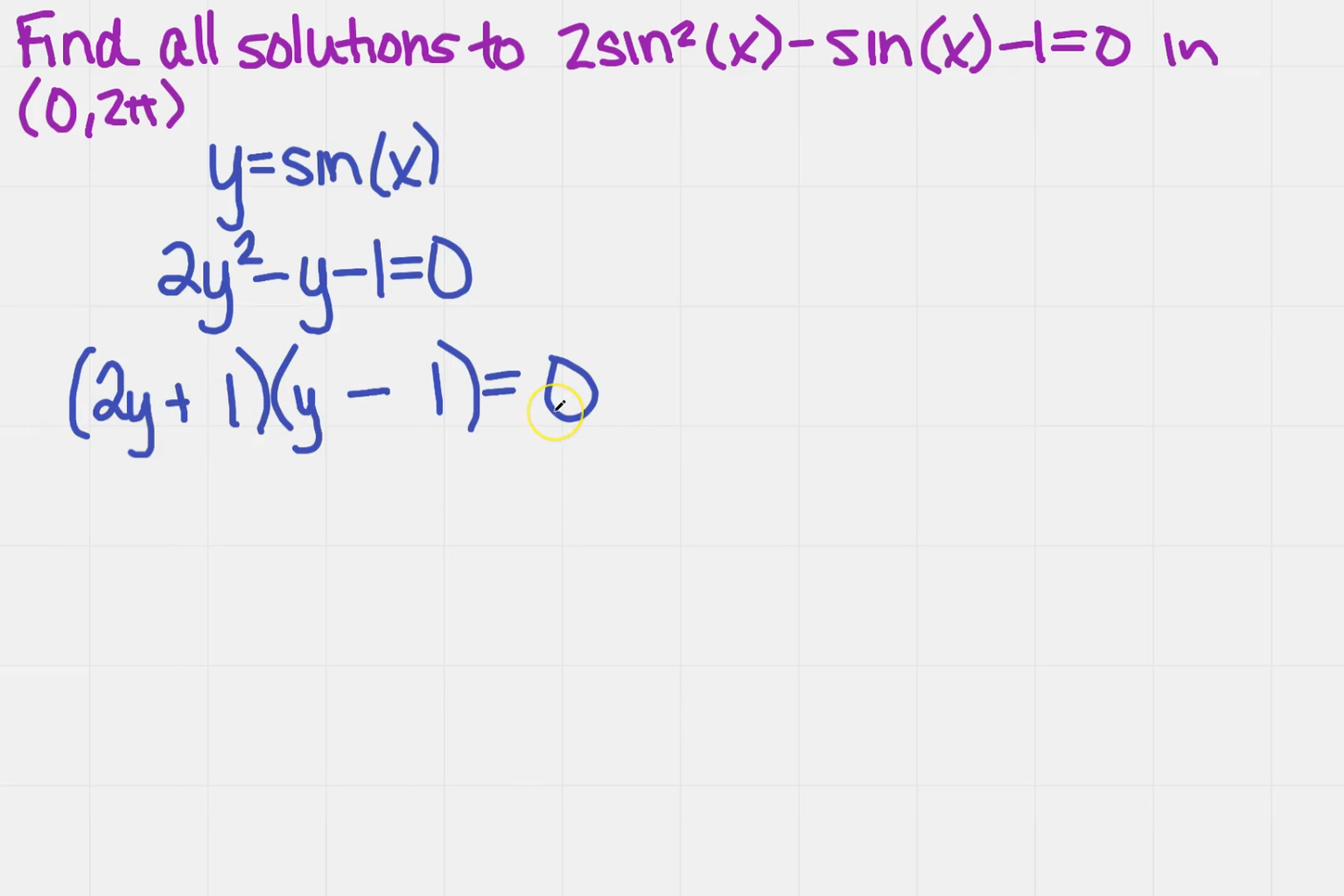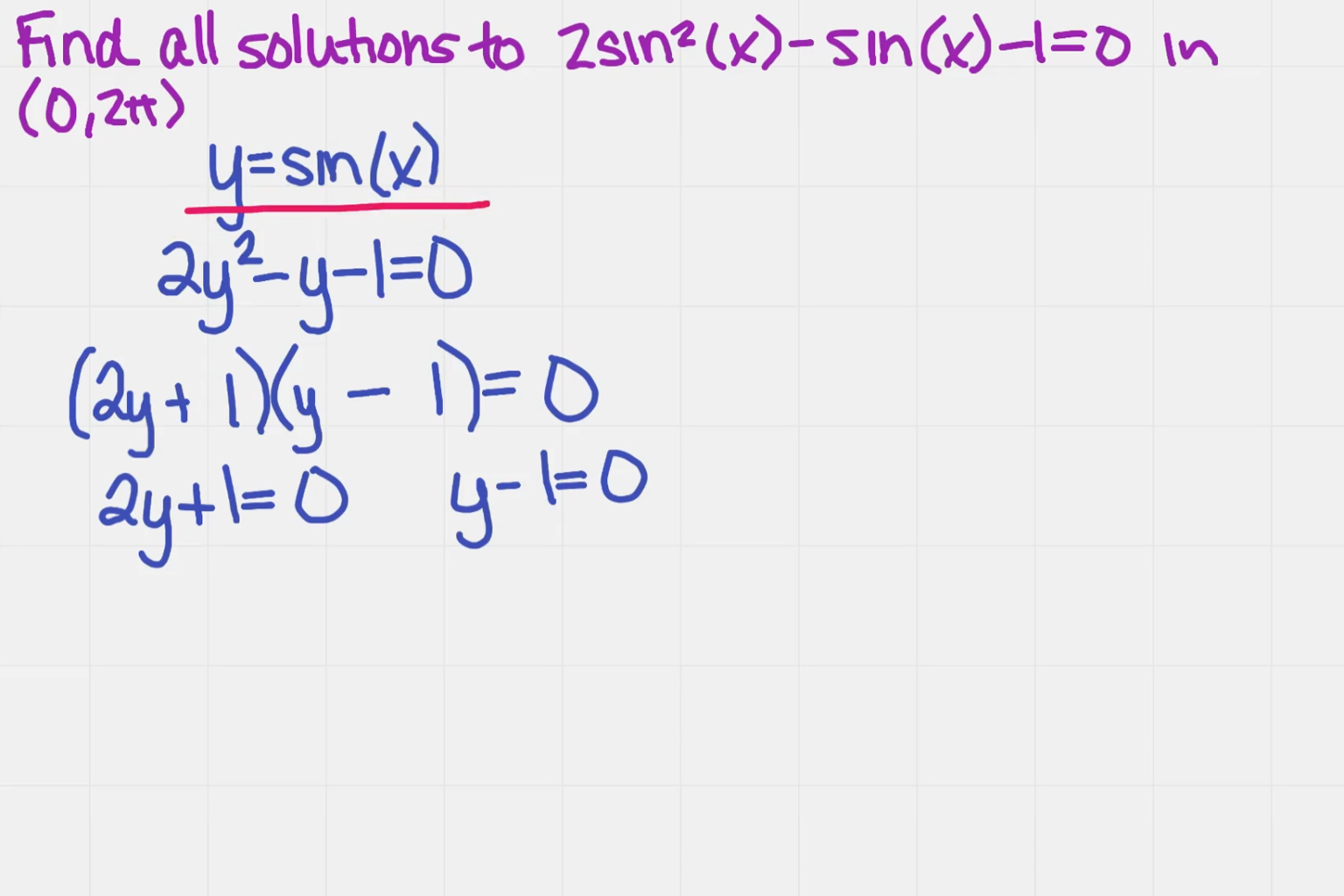Now, when we are doing this, remember it's the same thing as we've done with other problems. If you have two sets of parentheses, you're going to set each set of parentheses equal to 0. So I get 2y plus 1 equals 0, and y minus 1 equals 0. But we're not actually solving for y. Remember, we originally started out and we let y equal something all the way back here. So now what I need to do is plug that substitution back in.